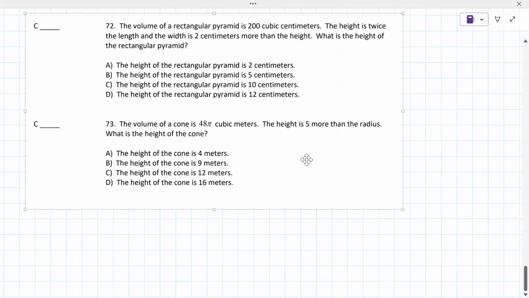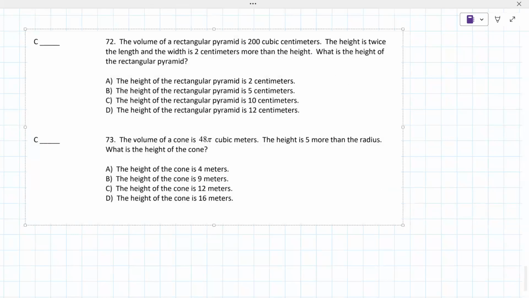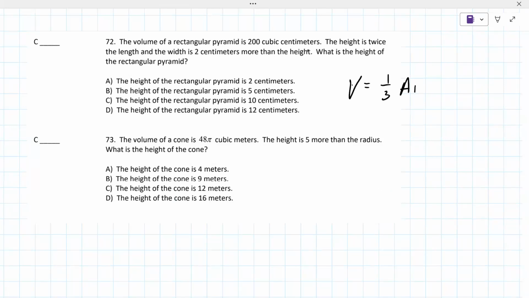Volume of a rectangular pyramid is 200 cubic centimeters. The height is twice the length, and the width is 2 centimeters more than the height. What is the height of the rectangular pyramid? So you need the volume formula. Volume formula is 1/3 area of the base times the height.